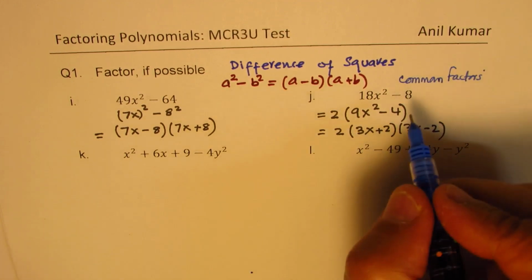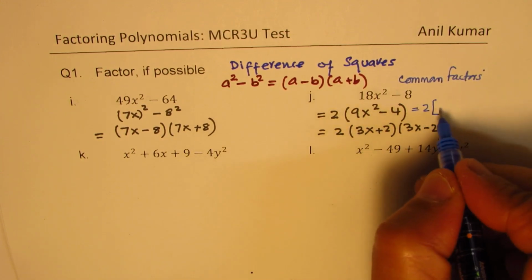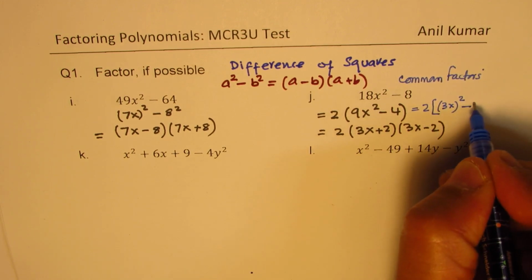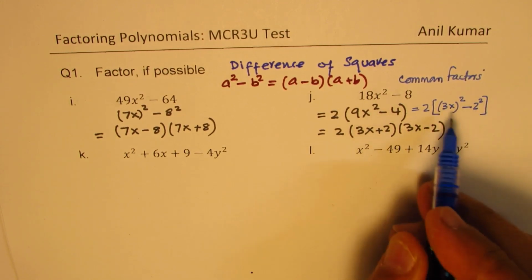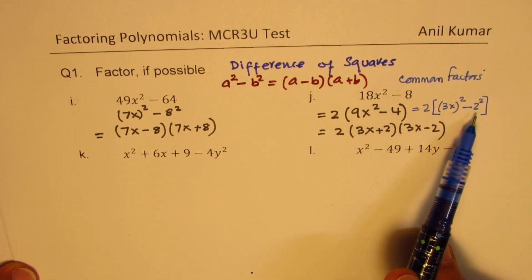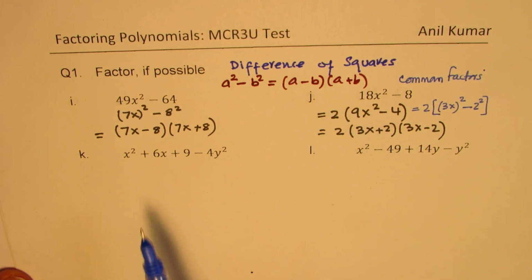So what I did here was, see, we had this term, right? 9x square means (3x) whole square, correct? And 4 is 2 square. So that is difference of squares. And so we could write this in the factored form using the formula for difference of squares. You see, it's kind of important to visualize this difference of squares and then apply it. It's a very important application.